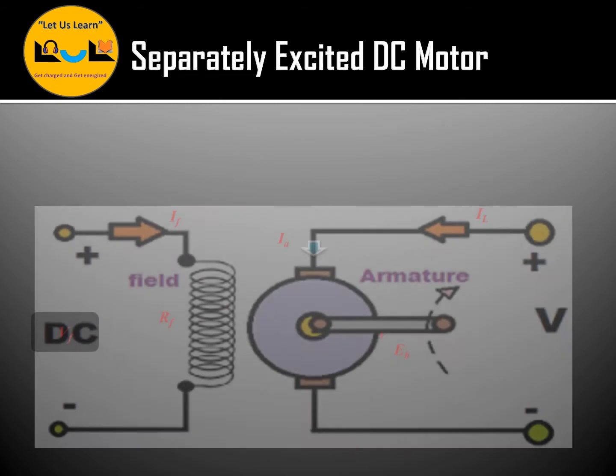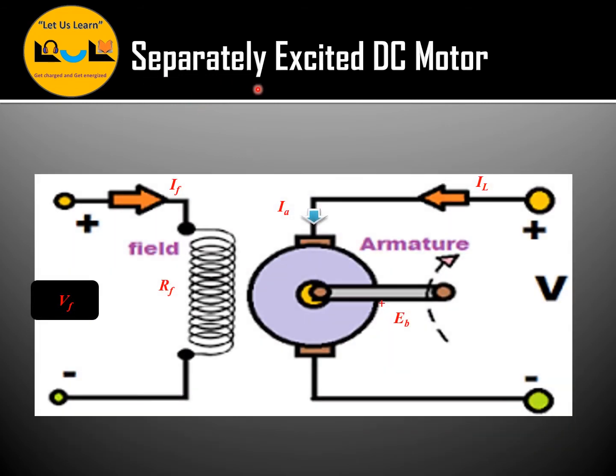Now we are going to discuss the separately excited DC motor. Here it shows the field winding and this is the armature winding. For the field winding we are giving some external input. It may be a battery or some external input voltage given to the field winding. Whenever the input is given, the field winding gets excited. Due to this excitation, the armature also starts to rotate.